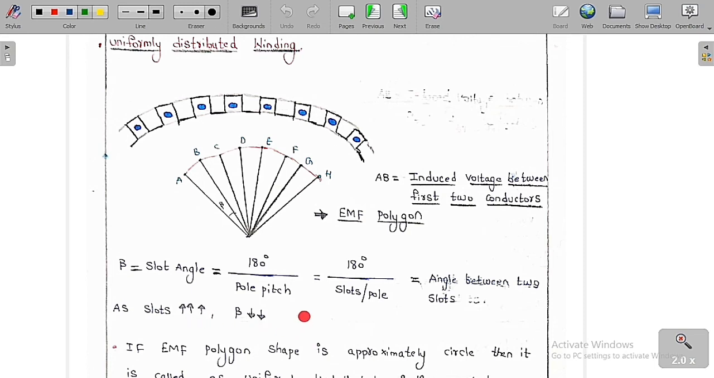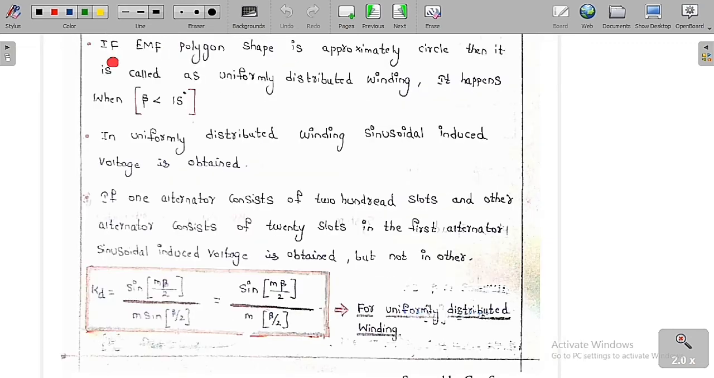If you increase the number of slots on the stator, then the angle between the slots goes on decreasing further and further. If the EMF polygon shape is approximately a circle, then it is called a uniformly distributed winding. It happens whenever beta is less than 15.